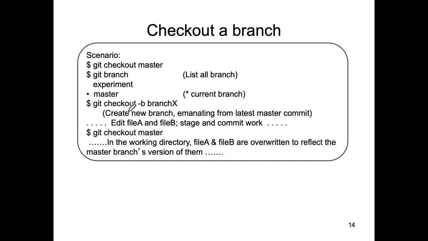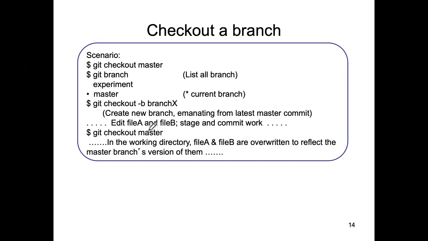I do some work, and specifically, I'm saying, supposing I edit file A and file B, and I stage and commit that work. Okay, so I've made some edits to file A and file B, and those edits are committed, but they're aligned with branch X. So my working directory is now clean again.